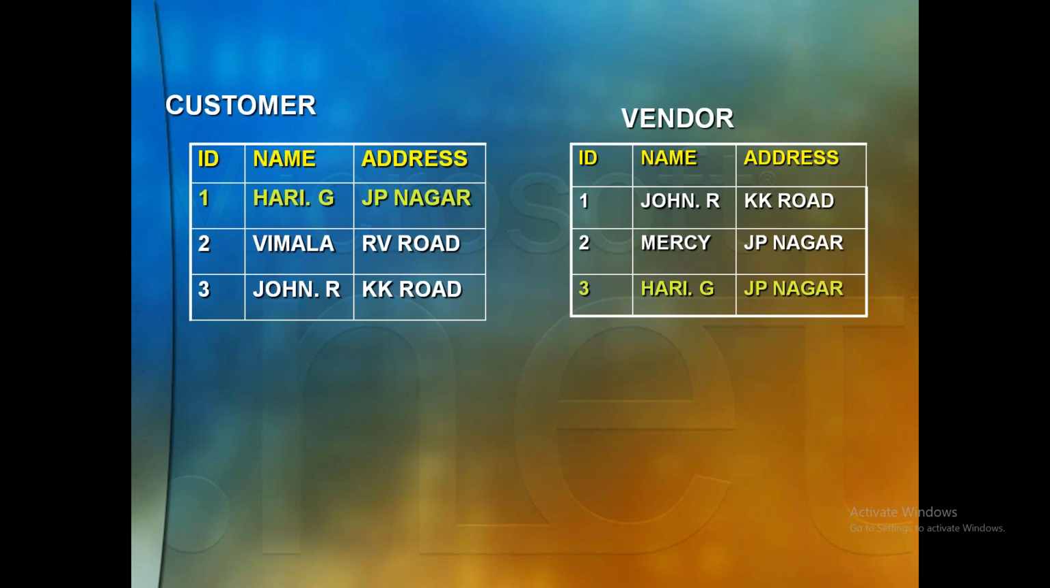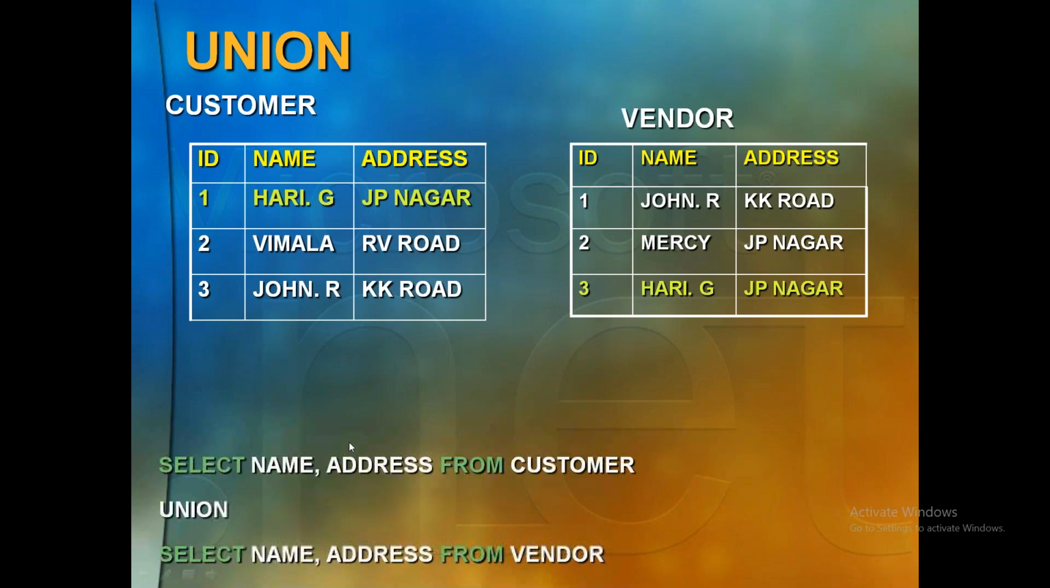If you wanted to get name, comma, address from both tables, you must go in for the union keyword. So this is the query you must be able to write: select name, address from customer table, union, select name, address from vendor table. You must unionize the data. This is not a join.